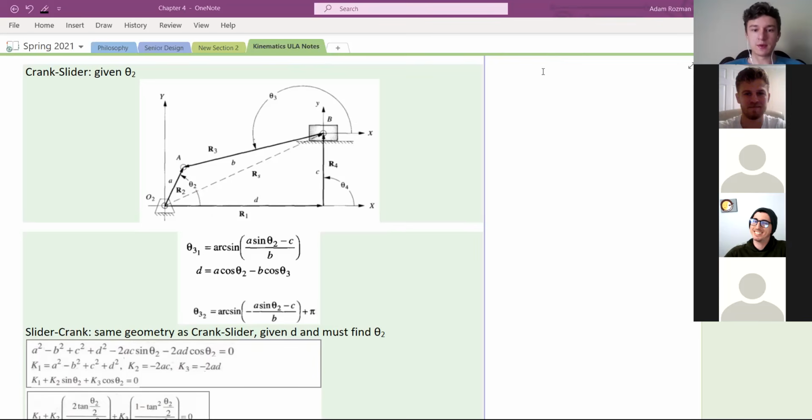Oh, this is another good point. D is not actually a link. It's just the distance between the center of the slider and your origin here. So if you actually draw it out with the links, it's only like this, and then it's sliding on the ground. So your D can change depending on the position of the crank.